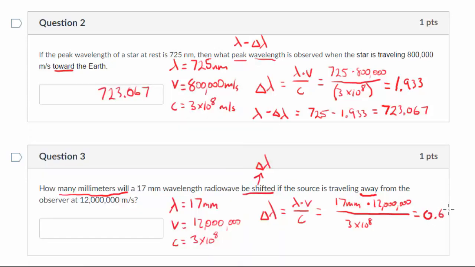Notice how these numbers work out pretty good too. We're not getting lots of crazy numbers, nothing really, really big or really, really small. Again, that's a sign that you've done something right. If you're getting a value that you have to use scientific notation because it's so big or so small, then chances are you've made an error. All right, let's take a look at the next two questions.